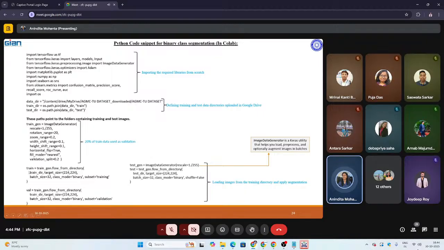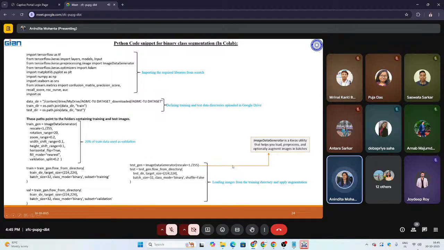This part is considered as training, and the training generator uses flow from directory. That is, what are the directories? These are the images. It just loads images from the training directory and applies augmentation. Here the class mode is binary because I am using a binary classification dataset. For a higher level dataset, that is multi-class, it will be categorical. And I have taken the batch size as 32. You can consider it provides the best output, so I considered batch size as 32. It can be reduced or can be increased.